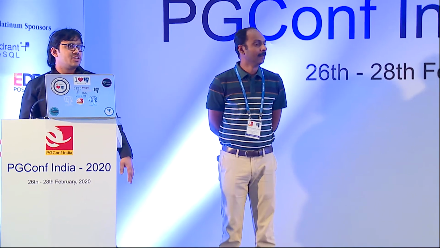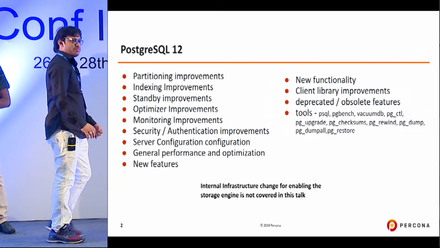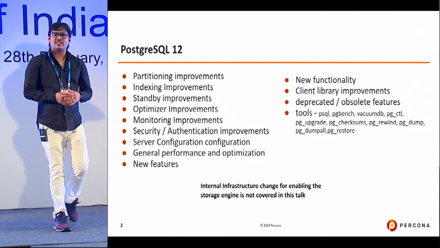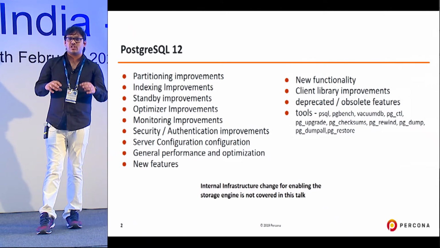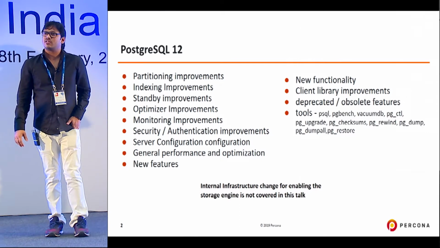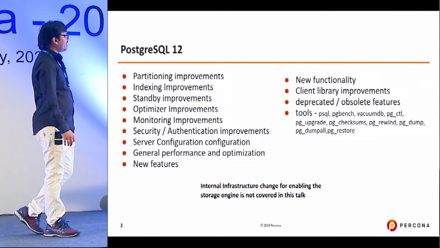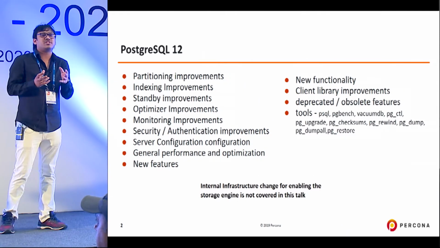Right. Okay. So quickly we will go to a snippet of the improvements or the features that we are going to talk about. There have been a lot of improvements in the partitioning area and indexing, and sometimes you might even be surprised to see that the database size when you dump it to Postgres 12 is smaller when compared to Postgres 11 or previous versions, right?